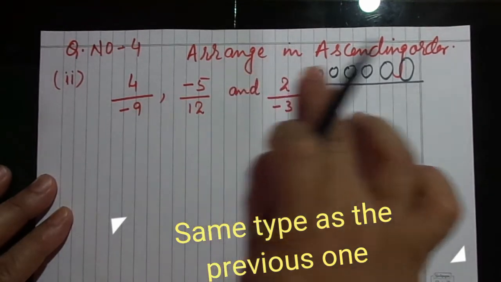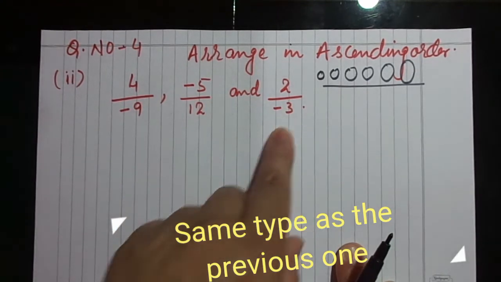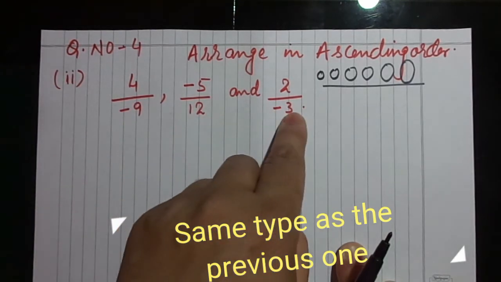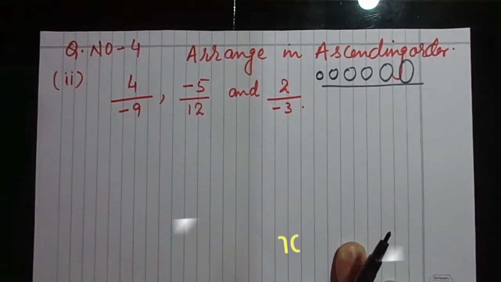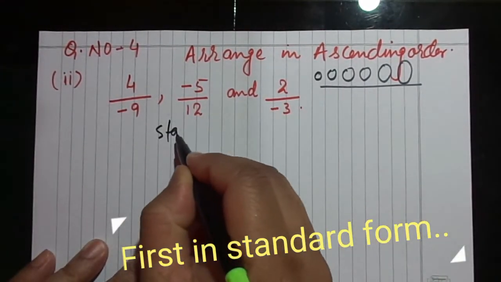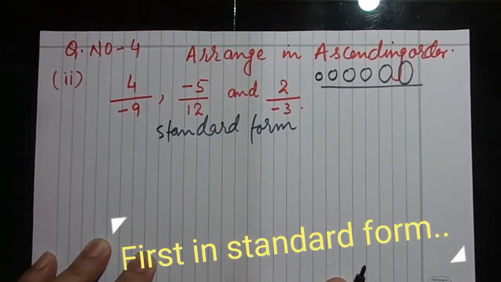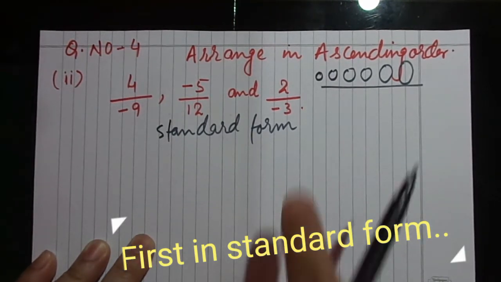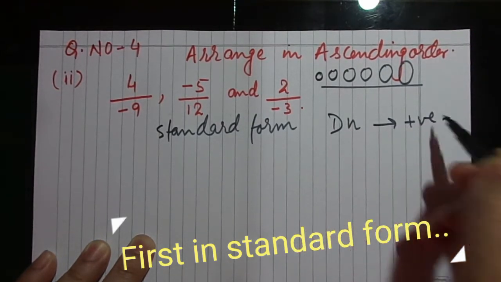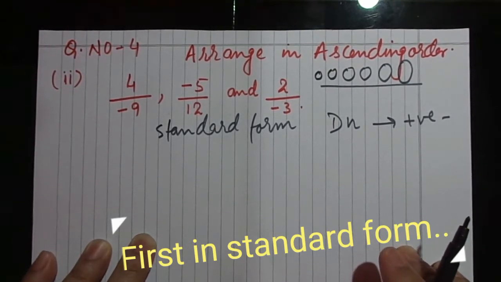Now, while arranging in ascending order, we have to make these denominators equal. Before we make these denominators equal, we have to convert all of them in standard form. And you will know what is standard form. This means that the denominator should be positive. Once again, denominator should be positive. You know why I keep on repeating this? So that once you learn it, it will be stuck in your head forever.